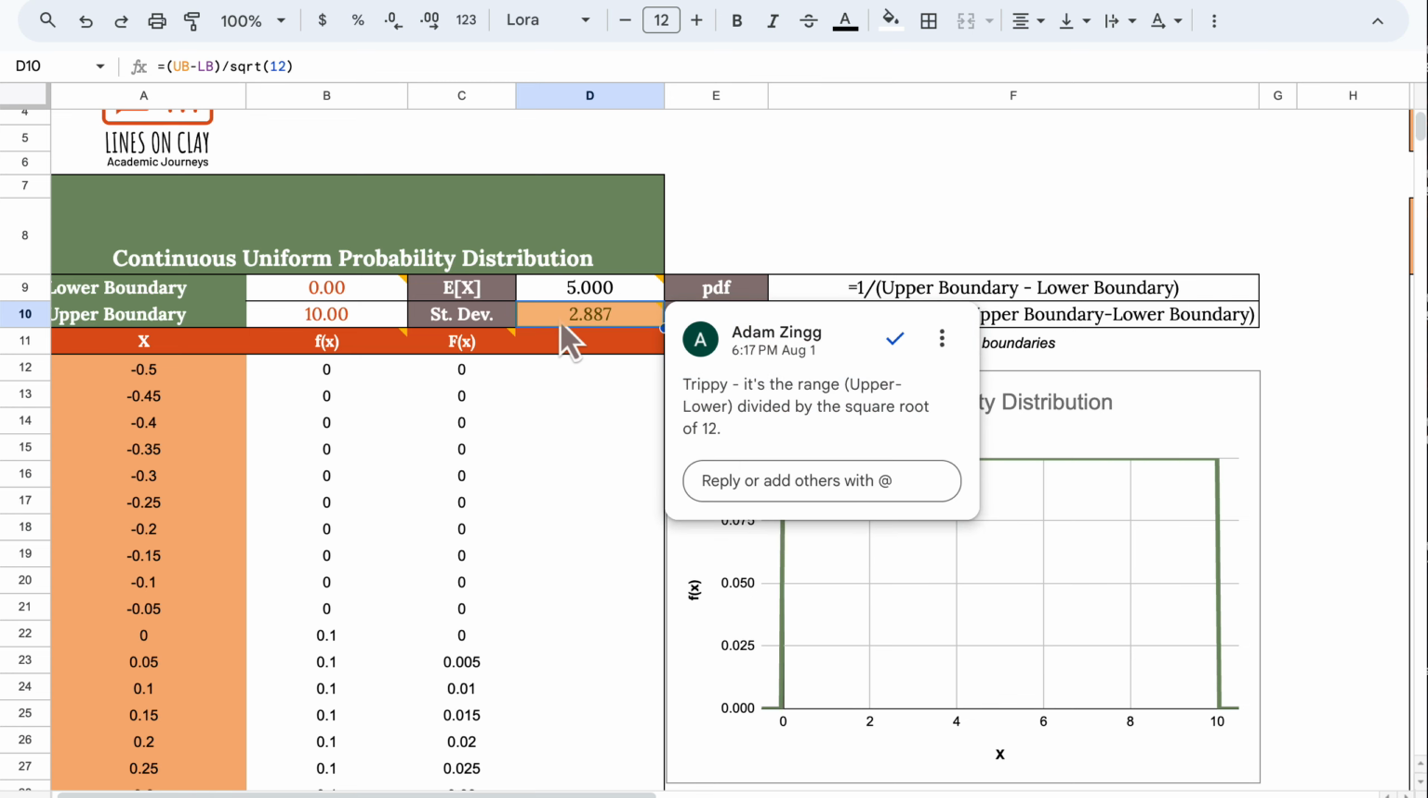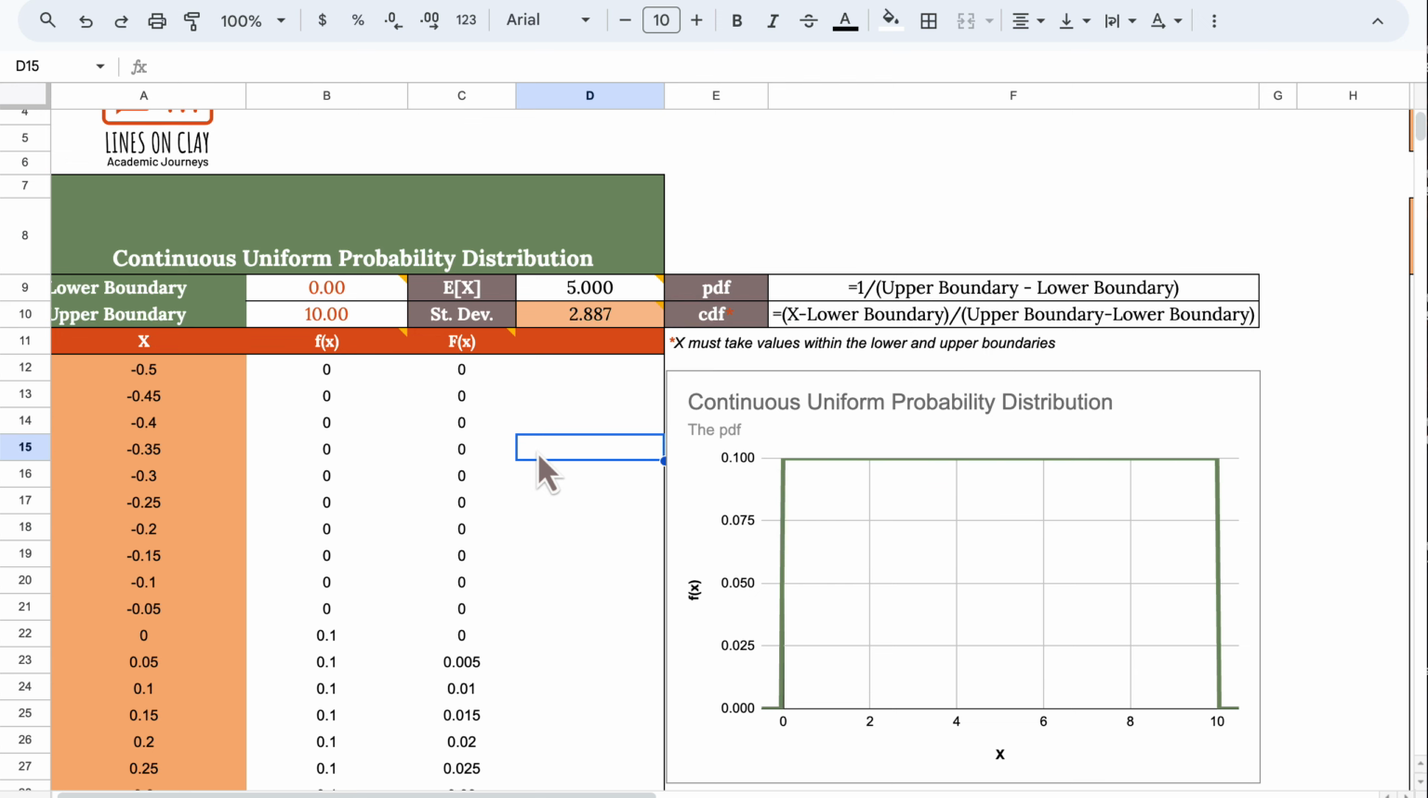The standard deviation really comes down to range. If our range is wide, then the average distance from the mean goes up. And if the range is low, we're going to find that the standard deviation is also low. And that's exactly what the standard deviation formula is. It's the upper bound minus the lower bound, in other words, the range, divided by the square root of 12. You need some calculus to understand why you're dividing by the square root of 12.